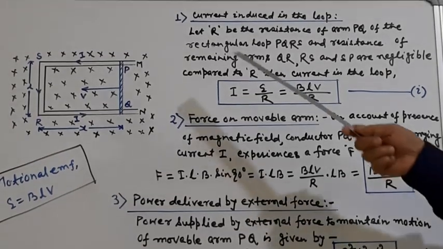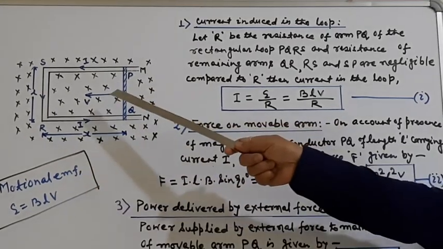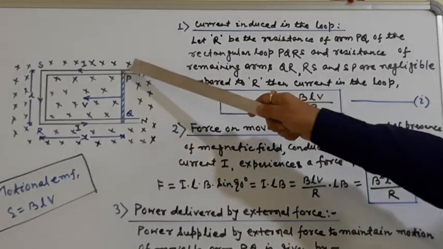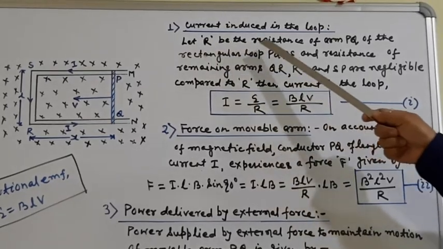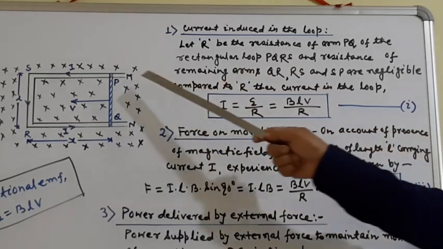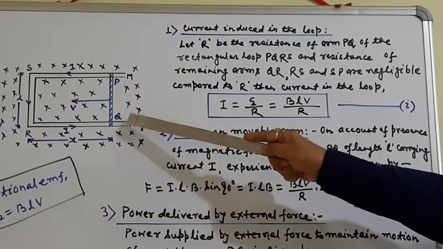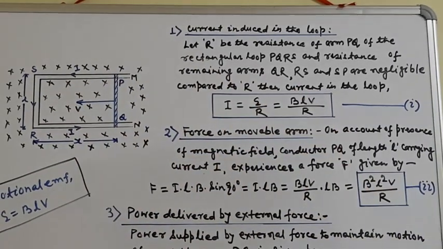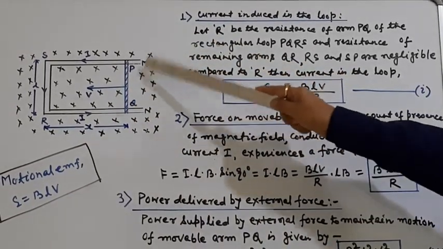Now let us find the current induced in the loop. In this loop, when the conductor moves, what is the magnitude of the current induced in the loop? Suppose this conductor PQ has some resistance R. We are given, let R be the resistance of arm PQ of the rectangular loop PQRS. So PQ has resistance R, and the remaining arms QR, RS and SP have resistance negligible as compared to the resistance of this PQ.